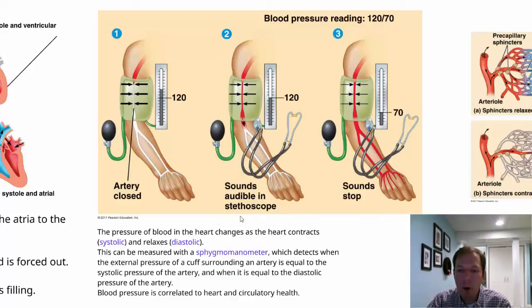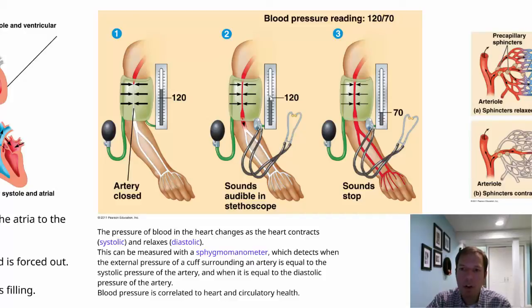A sphygmomanometer, or a blood pressure cuff as it's commonly called, is the device usually used to measure blood pressure. As you can see, the cuff, as it's puffed up with air, is going to close off the flow of blood through an artery in the upper arm. The gray line here represents the pressure that the cuff is applying.